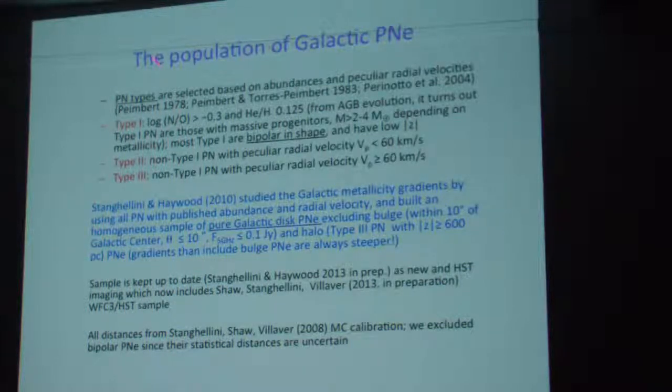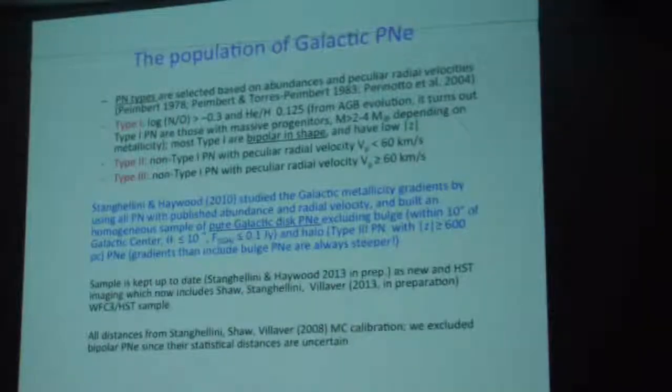Now, as we all know, planetary nebulae can be divided into three types, and in this work, morphology helps me to exclude asymmetric planetary nebulae from the sample, because we need distances, and as you know, distances to planetary nebulae need radii, and radii in bipolar planetary nebulae are hard to determine. So type 1, 2, and 3, as defined by Peimbert's group in the 70s, are still the three different populations of planetary nebulae in the galaxy, and this is how we divide them.